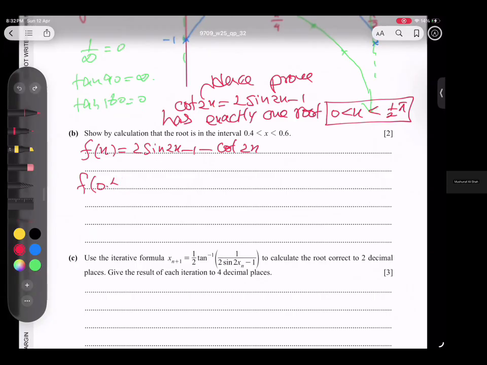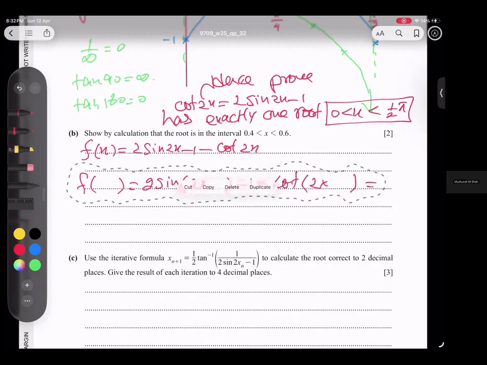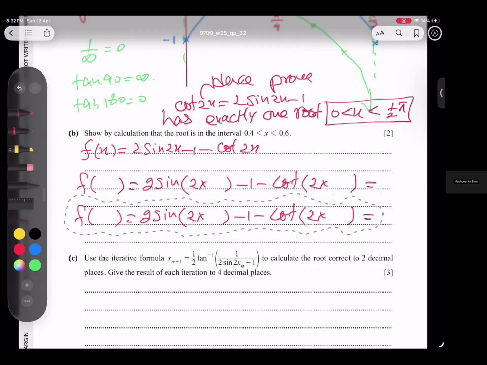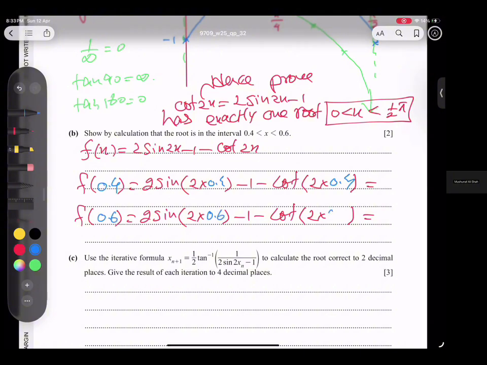Hold on. I think I'm going to show empty brackets first, so it makes the question easier to do. So 2 times empty bracket minus 1, and cot of 2 times empty bracket. So this whole expression I'm copying and pasting below. Now I'm going to plug in every value, first of all 0.4, and then I'm putting 0.6. I'm going to type in radian mode. Make sure, students, the calculator must be in radian mode.